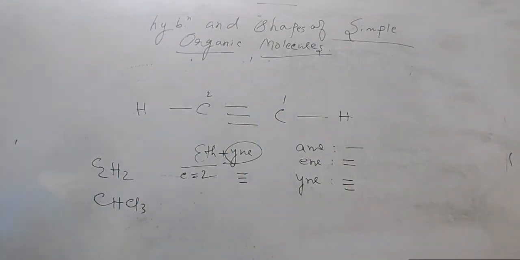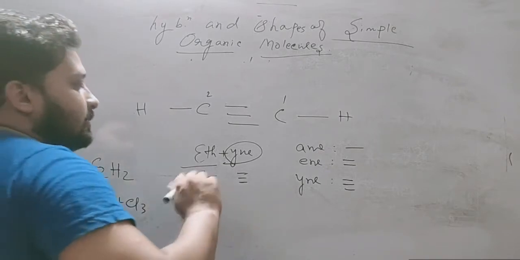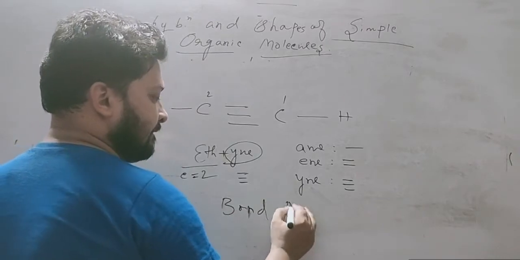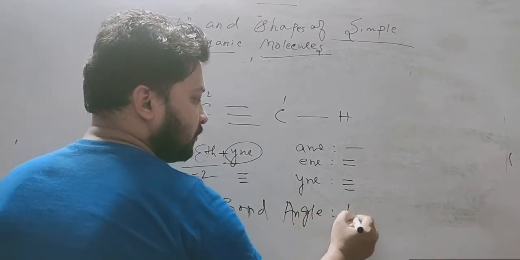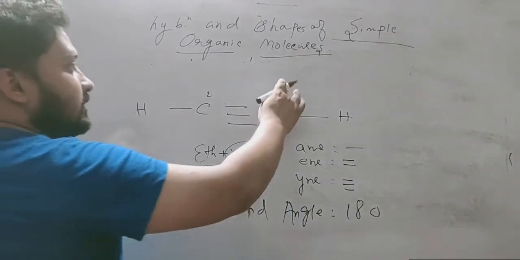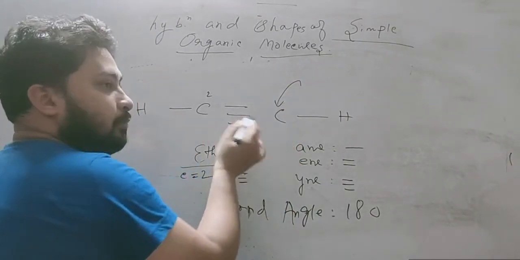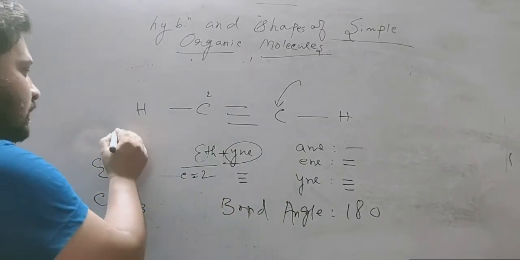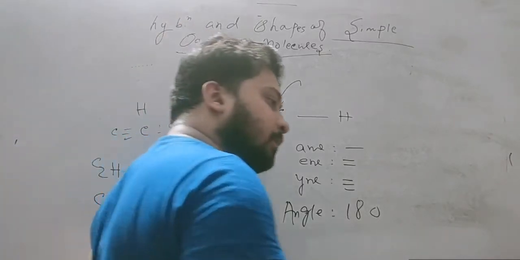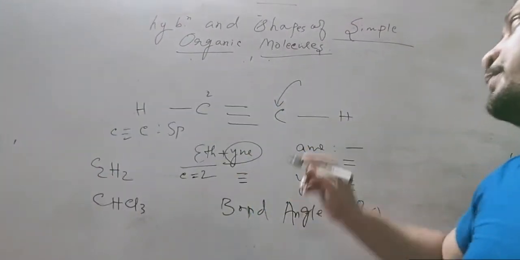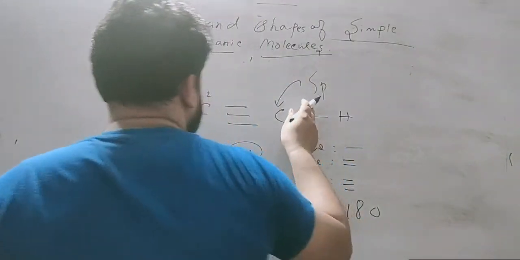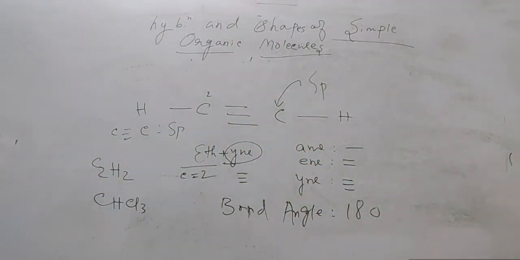And the bond angle is 180. And the hybridization of the carbon atom, we know the carbon has a triple bond, so the hybridization will be sp. So this is an sp hybridized carbon atom.